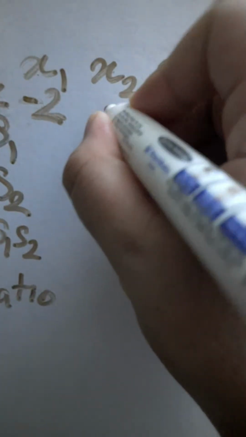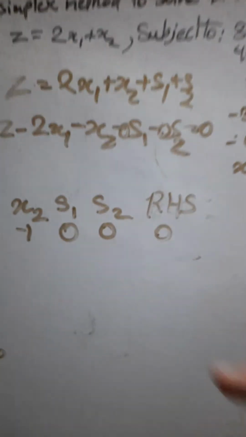In the Z equation, x1 is -2, -1, 0, 0. By the way, this is equal to 0, okay. RHS is 0 because we took the whole equation from RHS to LHS.